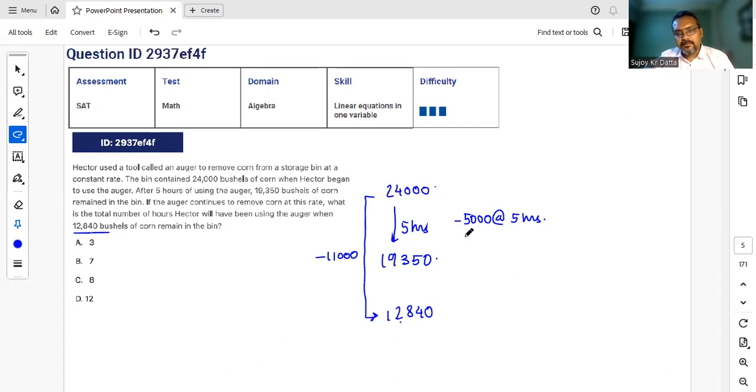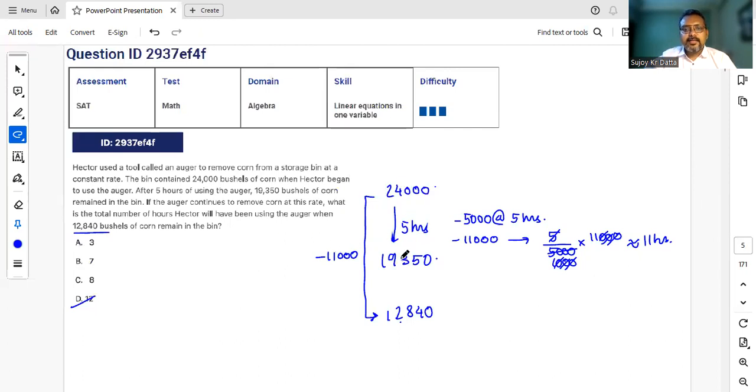So 11,000 would therefore take how much? 5 upon 5,000 times 11,000. So it's somewhere around 11 hours. Closest to that, if you look at it, there's only one option. Let's just mark that. You don't need a calculator for this. But let us do an exact calculation just to show that this is okay.